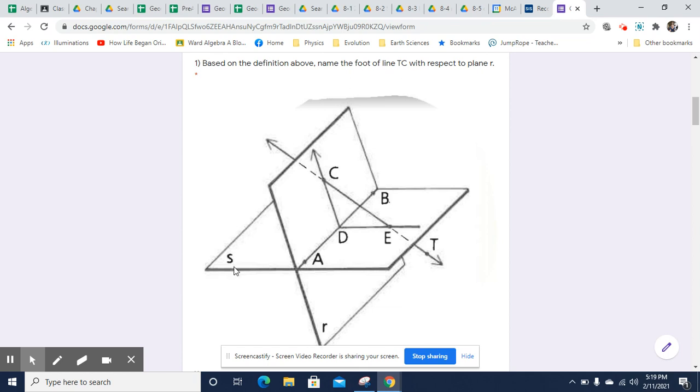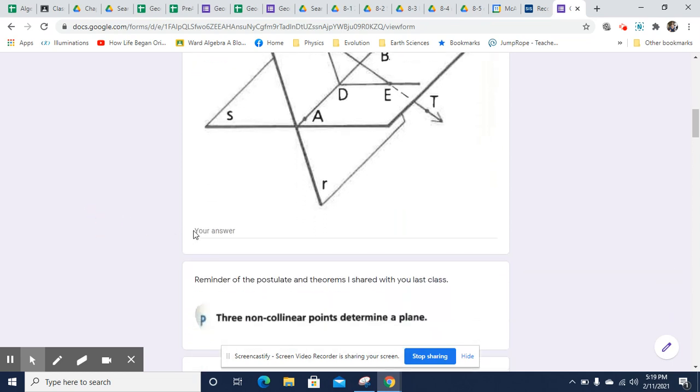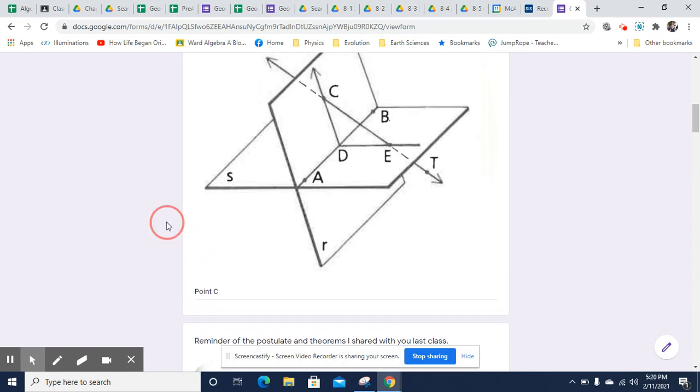So let's find plane R. That's plane S, that's plane R. So let's find line TC. This is line TC. And where is its foot with respect to plane R? This is plane R, so its foot is C. That is where it intersects with plane R. So point C is the foot.